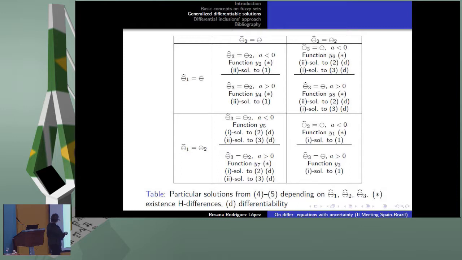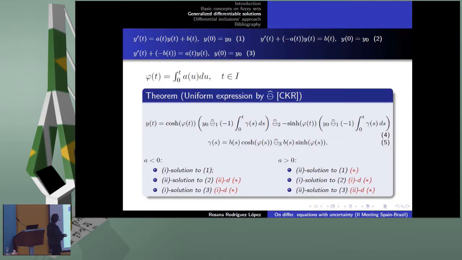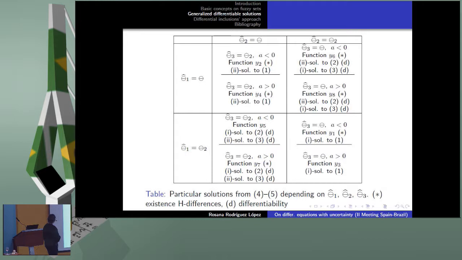In this table, we have represented the different selections of the differences in order to get all the solutions to the three problems mentioned. We have not introduced here, it seems that another problem is missing, which is all this term on the left-hand side and a zero on the right, but in this case it's a trivial case, only the real solution.